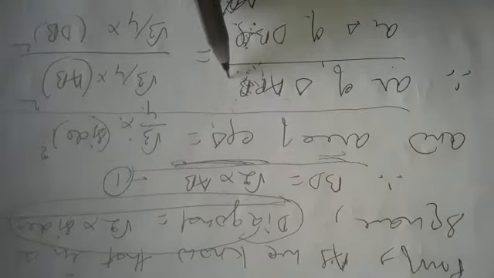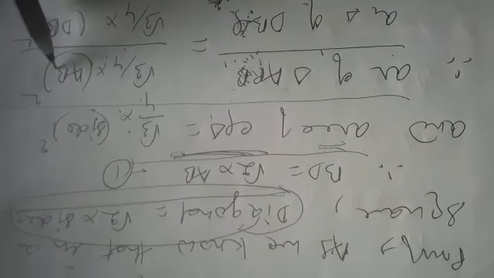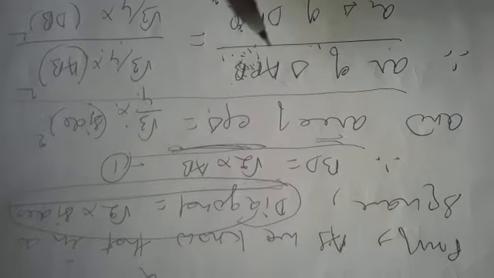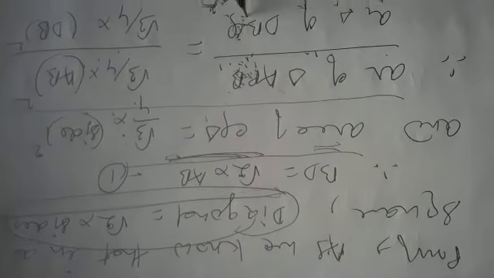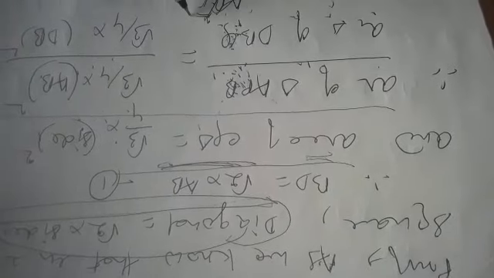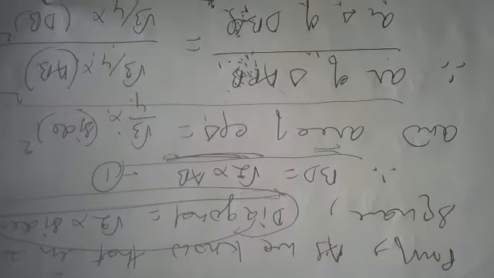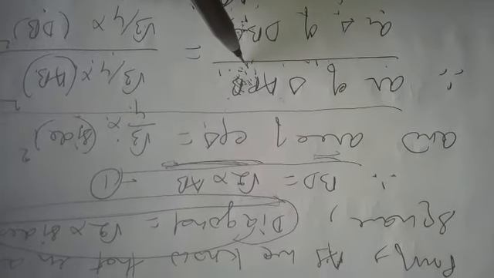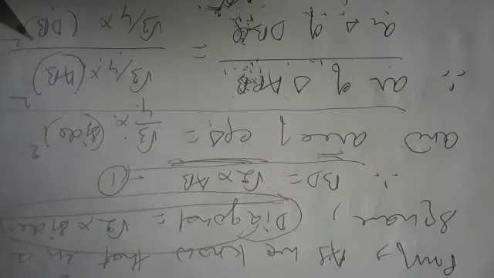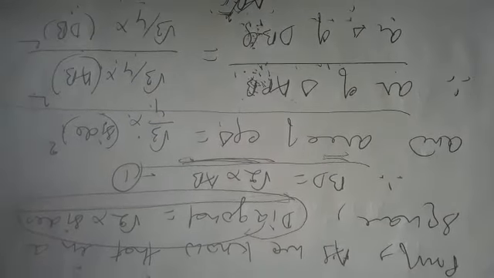We also know that the area of an equilateral triangle is equal to root 3 by 4 into side squared. Now the area of triangle APB can be written as root 3 by 4 into AB square. We have to find the ratio of the area of triangle APB and the area of triangle DBQ. And the area of triangle DBQ can be written as root 3 by 4 into side square, that is DB square. Now what do we see? That the area of triangle APB by the area of triangle DBQ is equal to AB square by DB square.